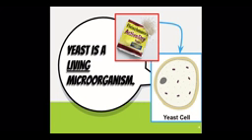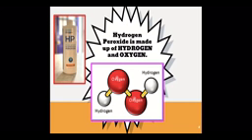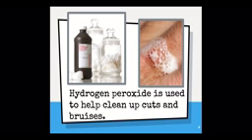So, yeast is a living microorganism. Hydrogen peroxide, which was used in the chemical reaction, is made up of hydrogen and oxygen. Hydrogen peroxide, you may know, is used to help clean up cuts and bruises.